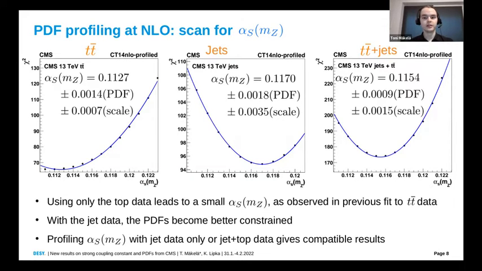For the jet data, we get something that is very close to the world average, as you can see in the middle plot. And if we should include both of these data, you see that we kind of get something in between. So the jet data is kind of giving additional constraints that take the alpha S value up a little bit again in comparison to the very low value that you would only obtain by profiling the TT bar data.